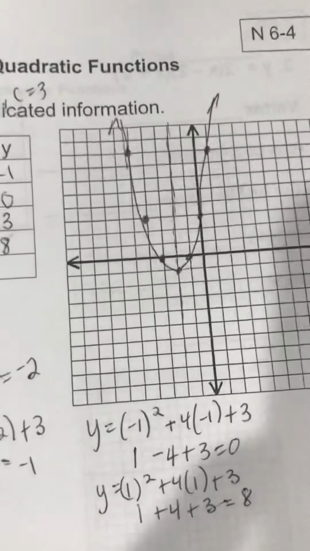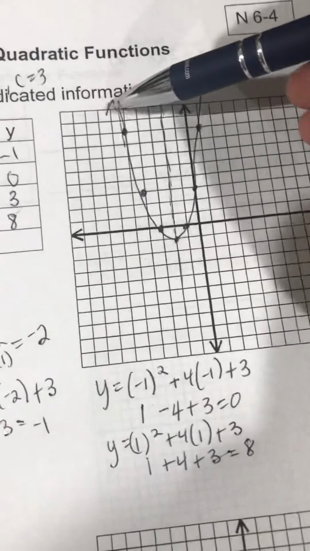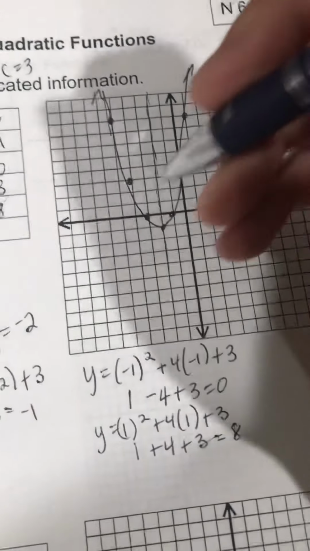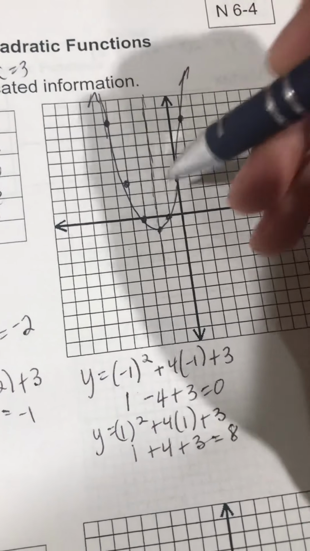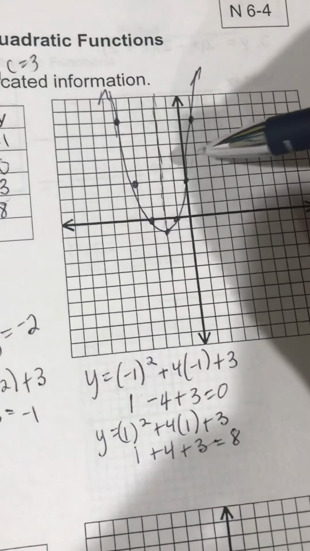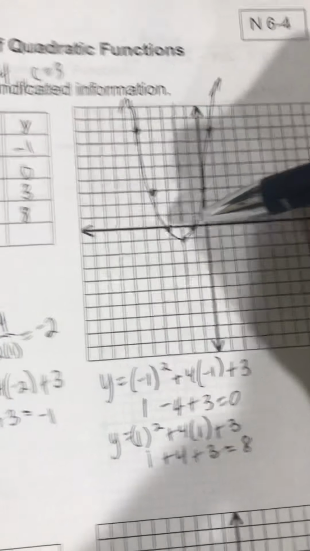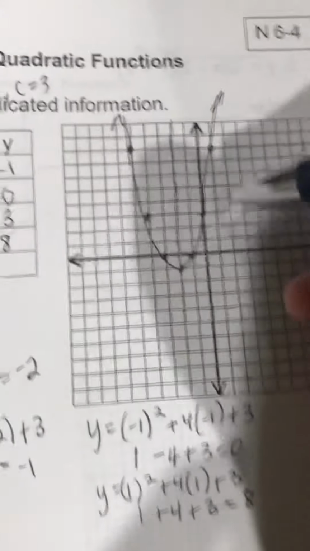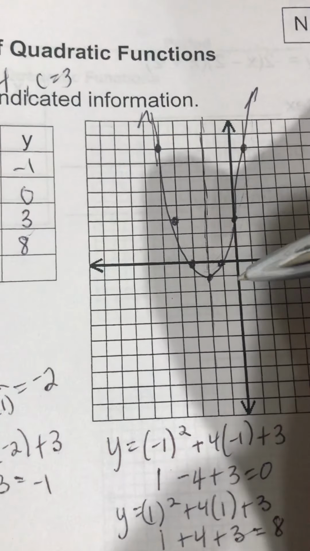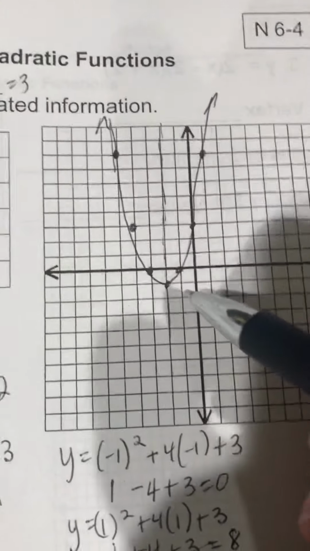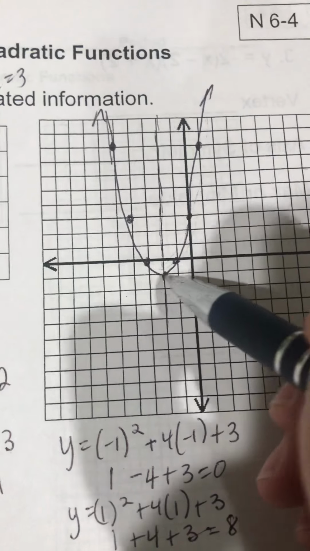Now then, min-max. This is facing up. This is what they call facing up. That means the min is here because there is no max. It's continuing on forever. So there's a min, but there is no max. Your min is what you would circle. There is a min value, and the min is negative 1, right here. It's your y. Your min is negative 1.